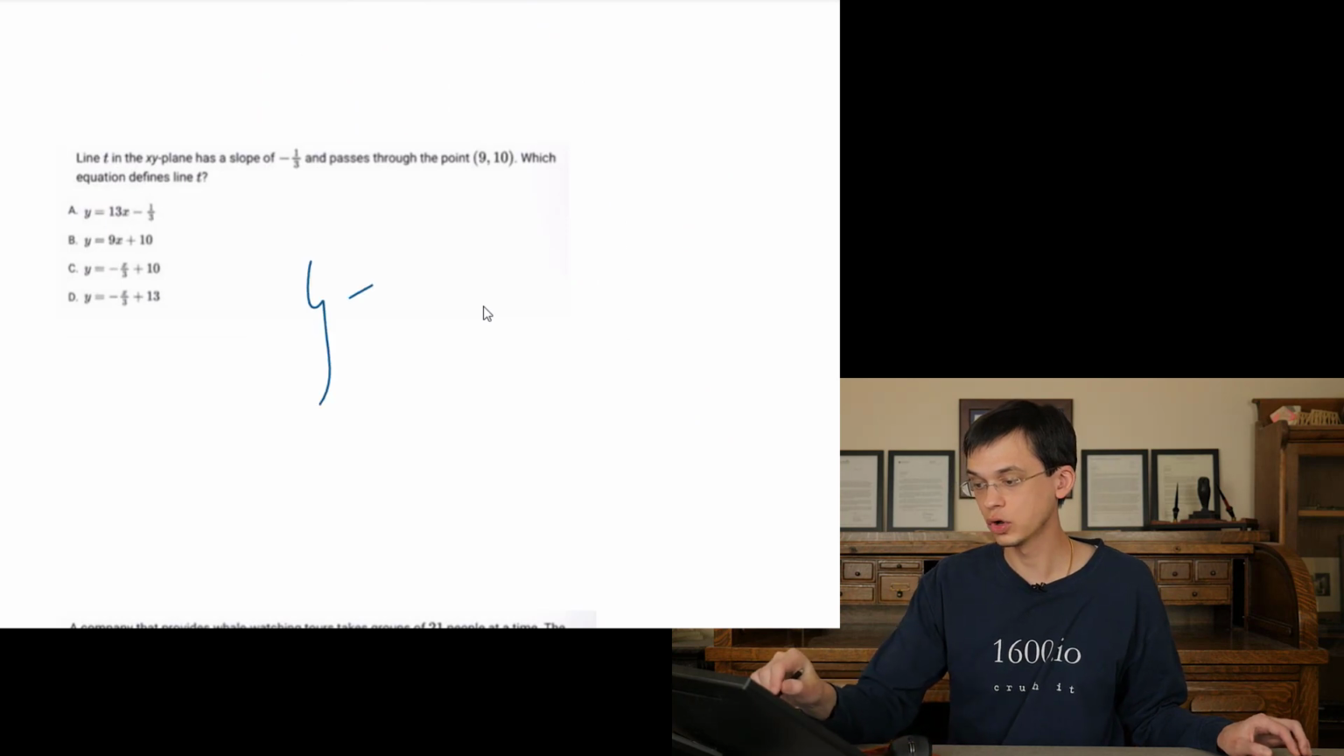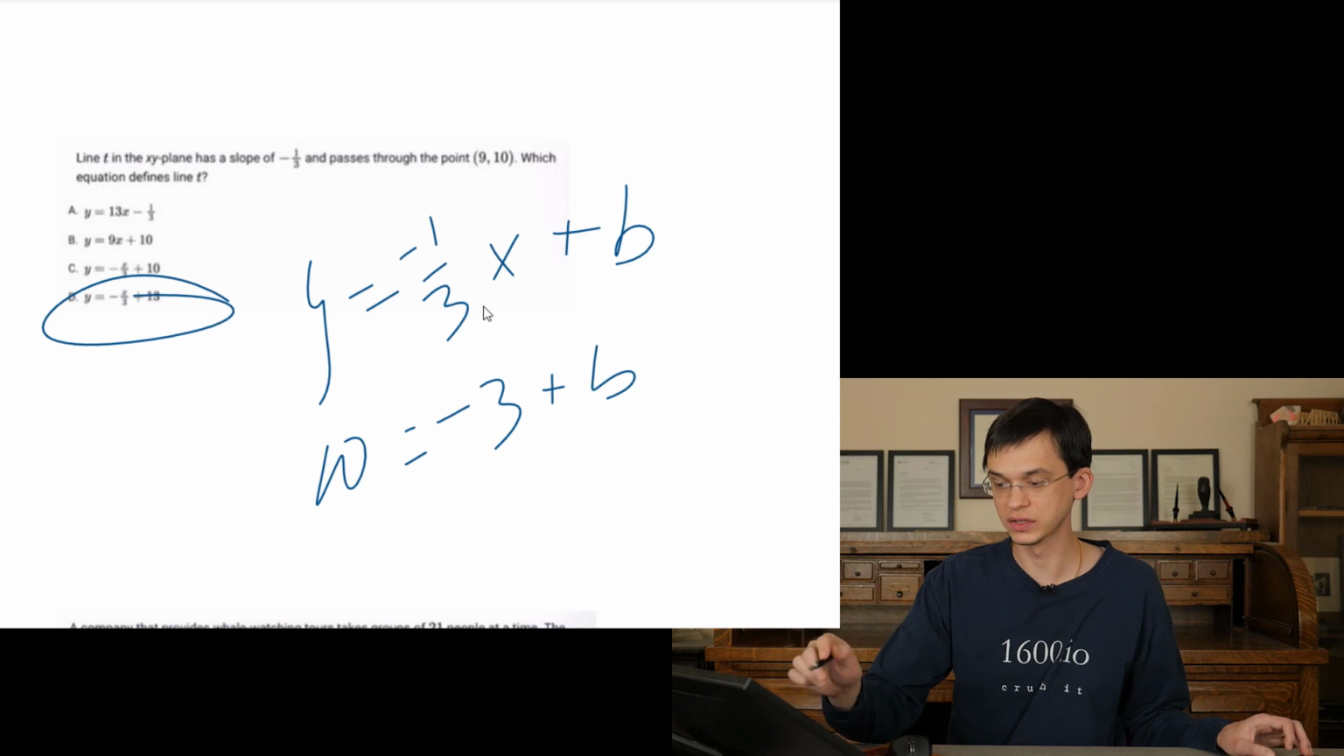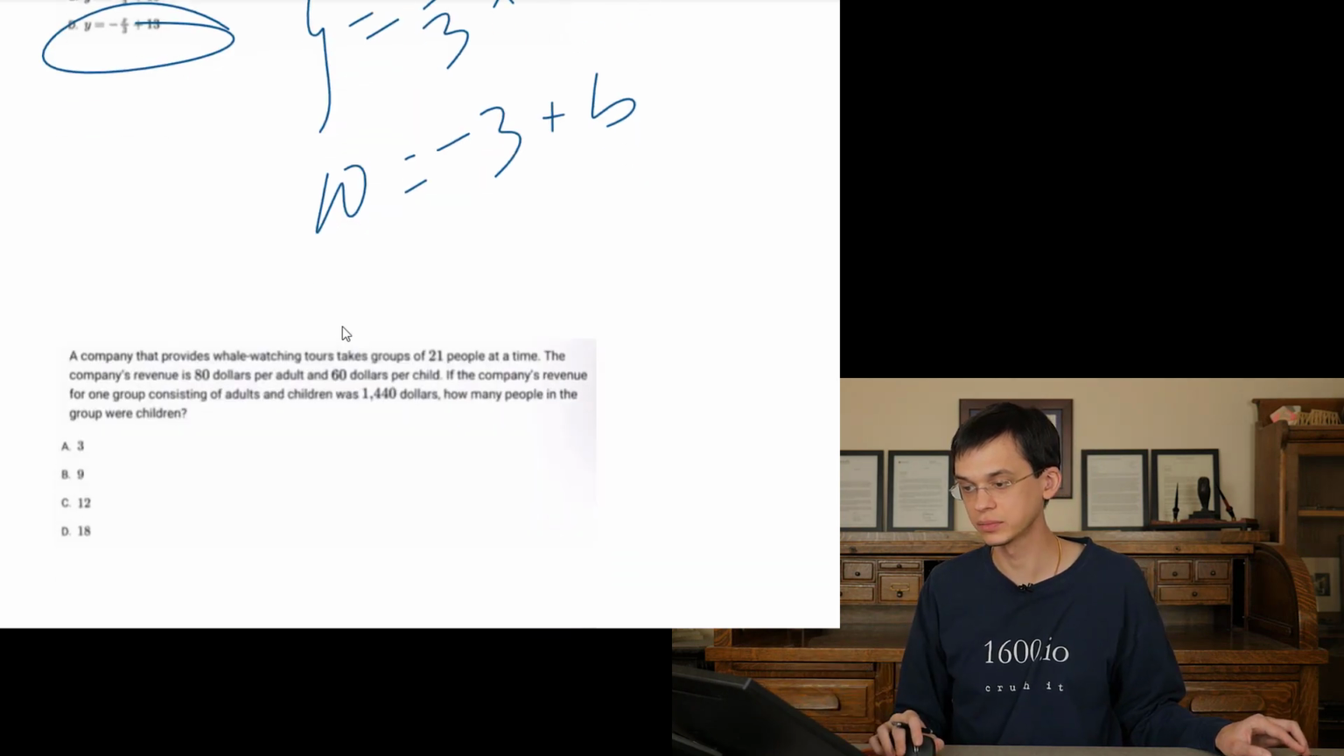T has a slope of negative 1/3, and it passes through the point 9, 10. So solve for that to find out what the y-intercept is going to be, because both C and D have the same slope. We get 10 equals negative 3 plus b, so b is going to be equal to 13, so it has to be D. Negative 1/3 x plus 13.